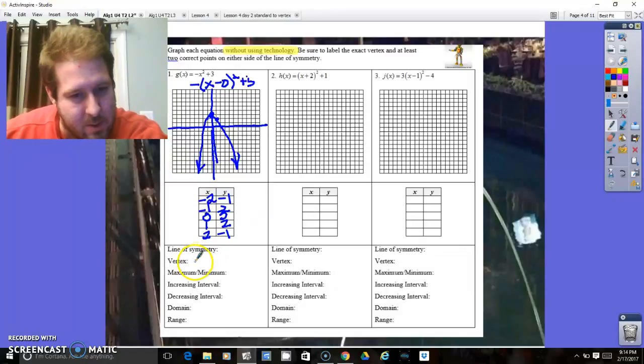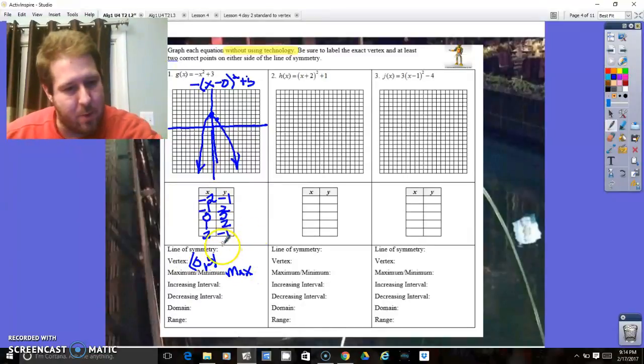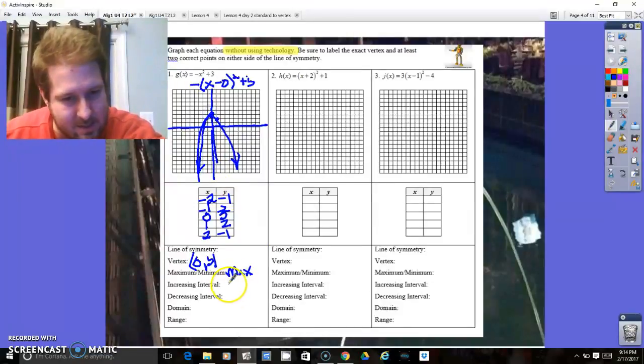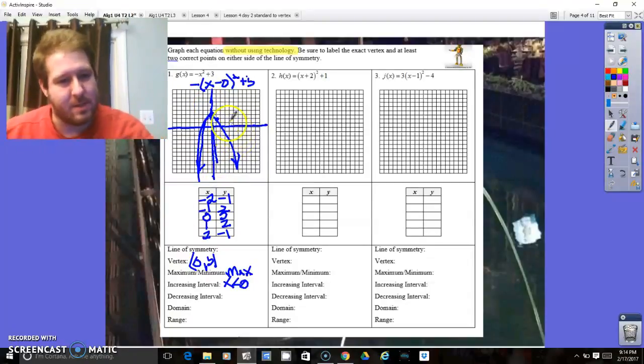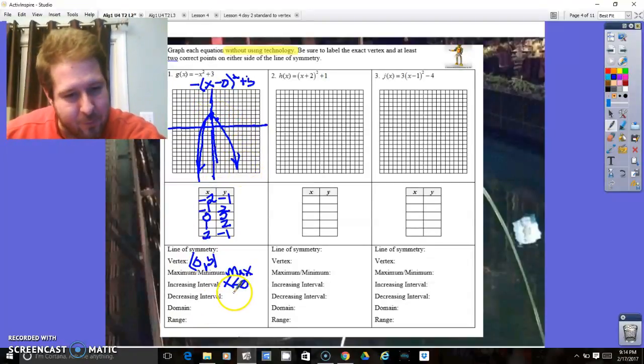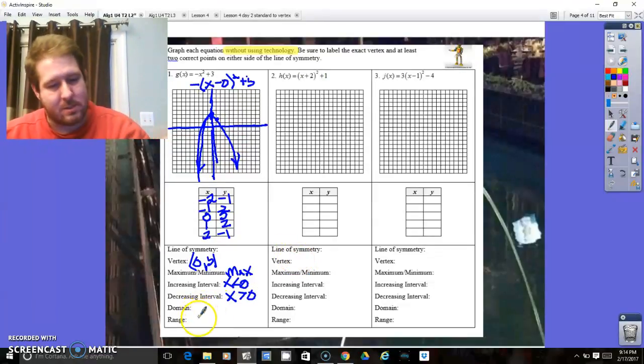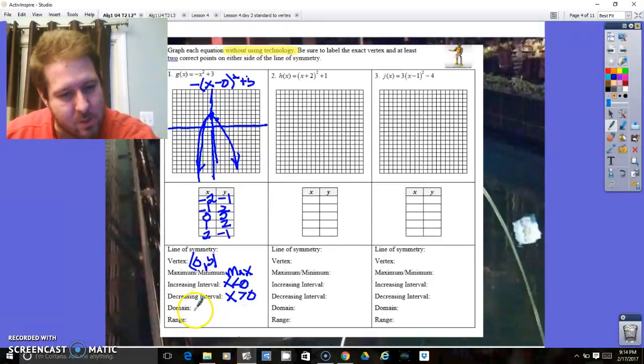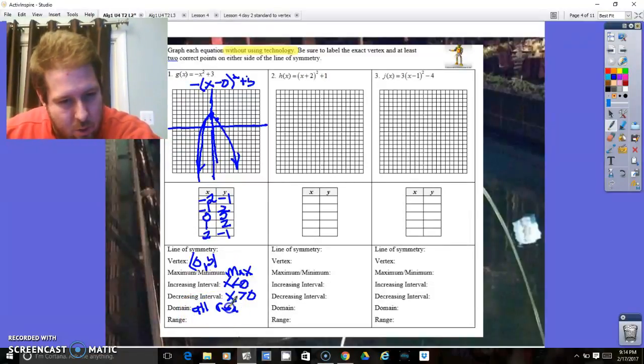All right, so the vertex we already talked about was (0, 3). And we know that this has a maximum because it has a highest point. Increasing interval, when is this function increasing? It's increasing when x is less than 0, because everything to the left of the line of symmetry is increasing. And then it's decreasing after the line of symmetry, when x is greater than 0. So the domain is actually infinite because it goes both left and right infinitely, so it's all real numbers.